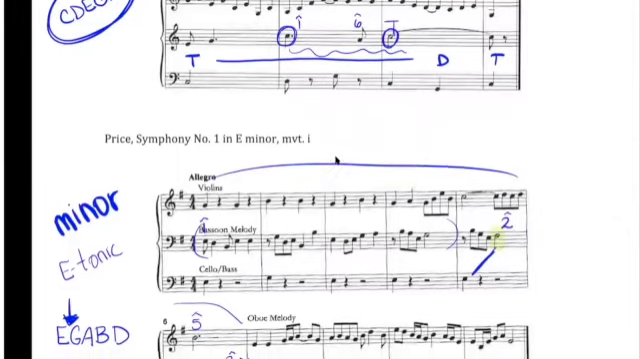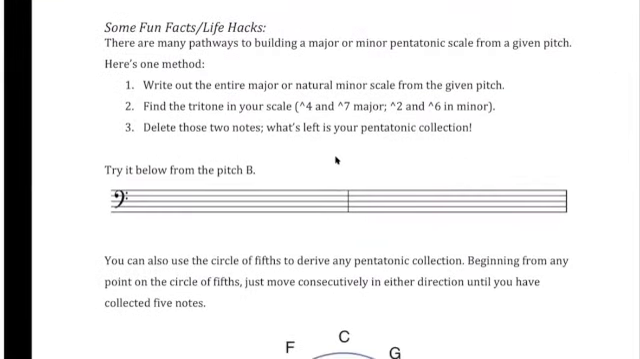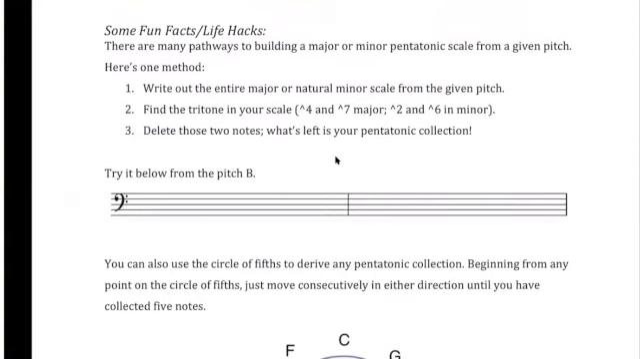Now, last but not least, on the very last page of this handout, you've got some fun facts slash quick and easy ways to build major and minor pentatonic scales. So I talked about how the pentatonic system has no tritone. You can build a pentatonic scale very easily by starting with a diatonic collection and then just getting rid of the tritone.